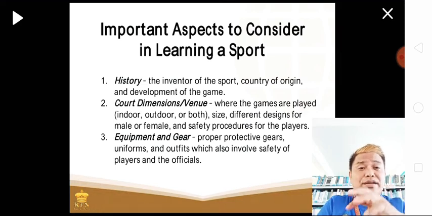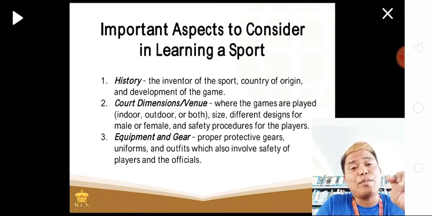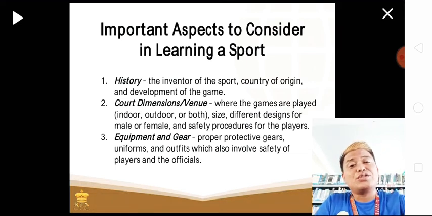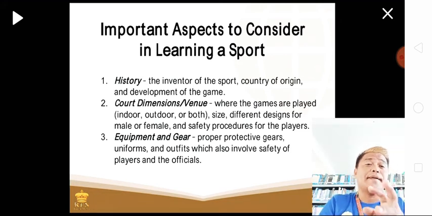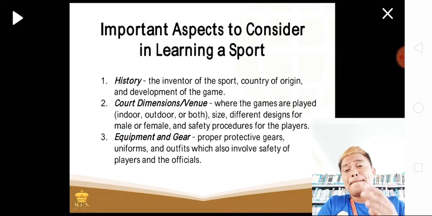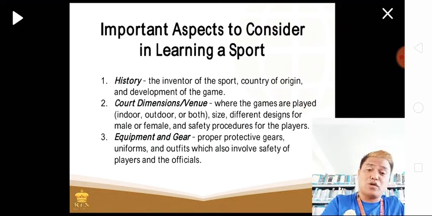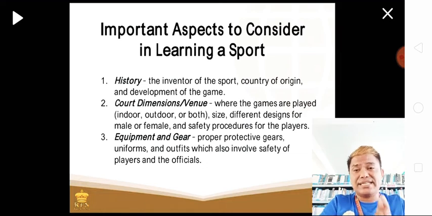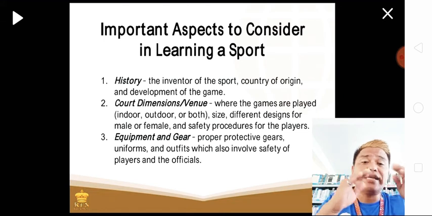So yung mga equipment, meron ba? The proper protective gears, uniforms, and outfits which also involve safety of players and the officials. So dapat proper attires. As what I've said, pag may ginagawa kayo, depende sa anong gagawin nyo. Pag sports, pang sports attire. Pag dancing, depende pa. Kasi hindi pare-pareho yung gagawin natin sa iba.